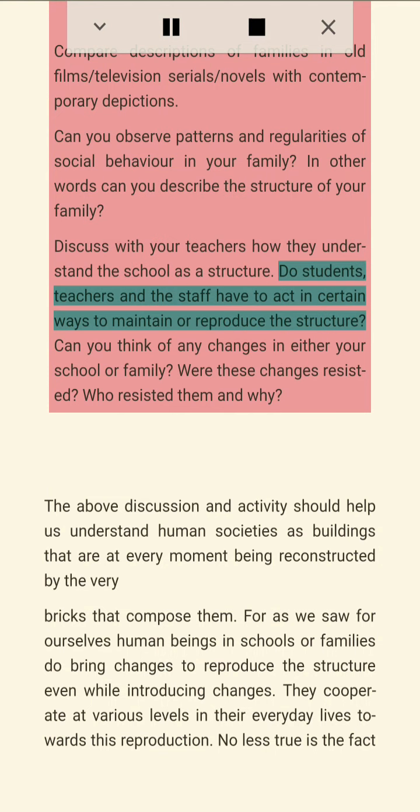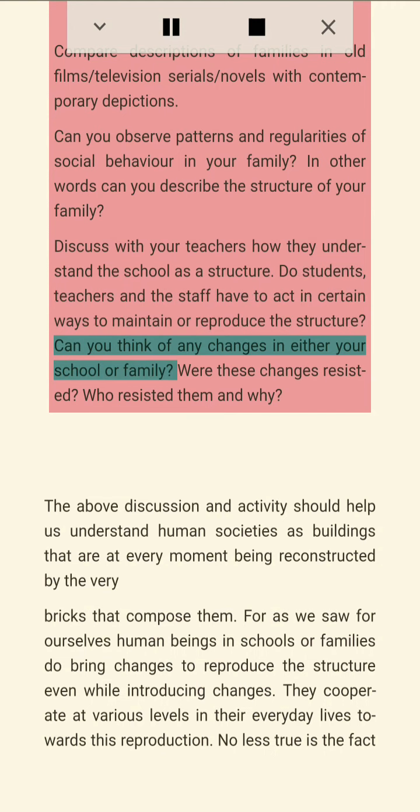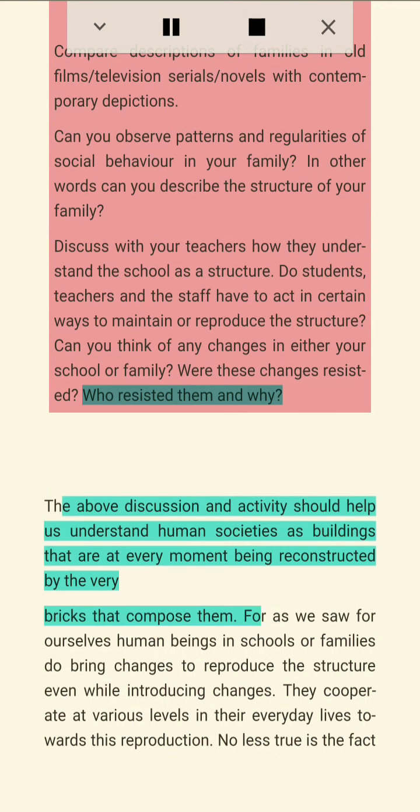Discuss with your teachers how they understand the school as a structure. Do students, teachers, and the staff have to act in certain ways to maintain or reproduce the structure? Can you think of any changes in either your school or family? Were these changes resisted? Who resisted them and why?